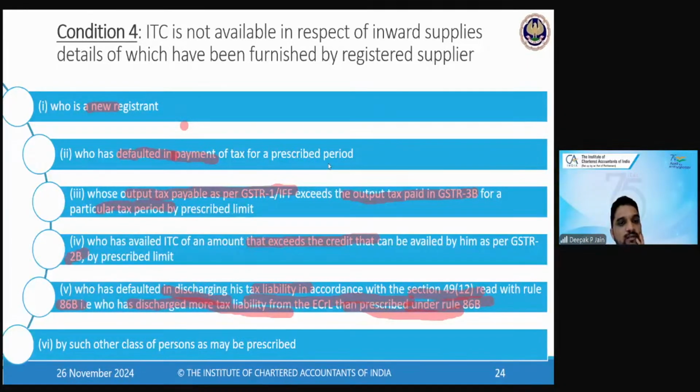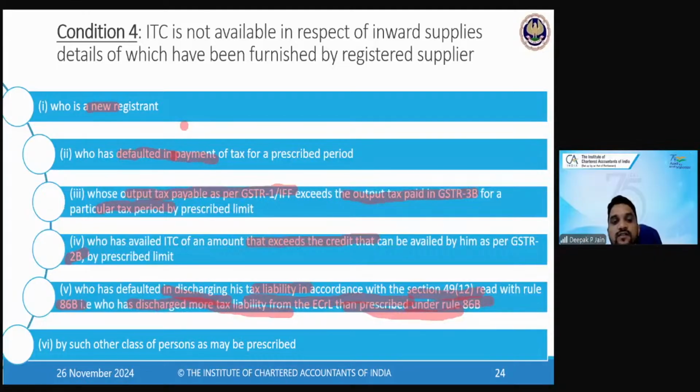Please explain point number 3. Point number 3, Anirudh, is where the output tax payable as per GSTR-1. We know in GSTR-1 you have to upload all your outward sales, and in GSTR-3B, from that sales, you have to pay the taxes. So if you have shown output tax in 1 which is very high, and paid taxes in 3B which is very low, it means that you are showing more sales but paying less tax.